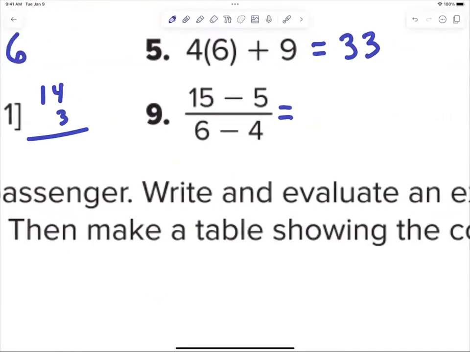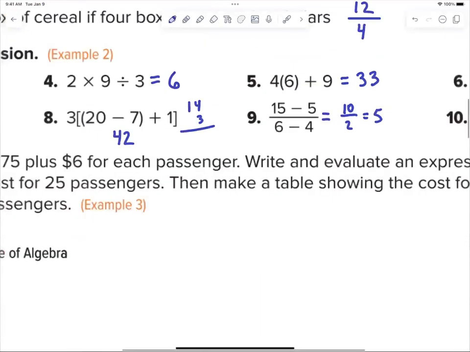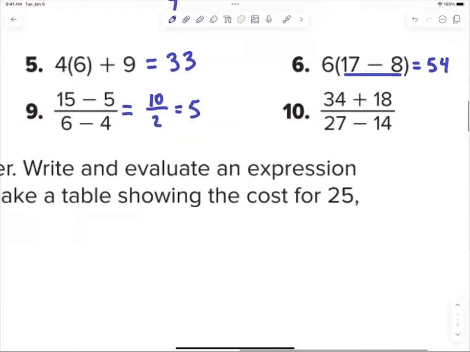Chase, is this you? Or I'm sorry, Jackson. You're on number 9, right? All right. Tell me. You're amazing. Thank you, sir. That is perfect. All right. Here we go. Number 10.